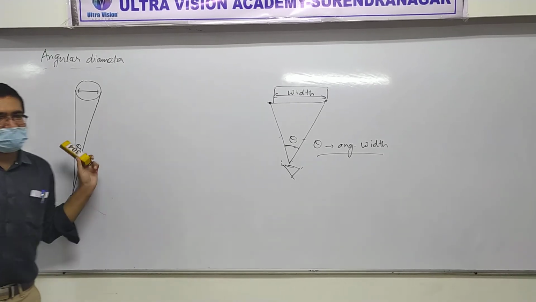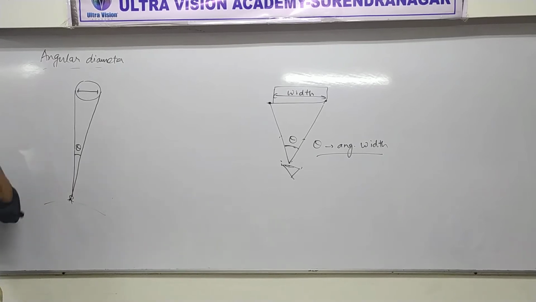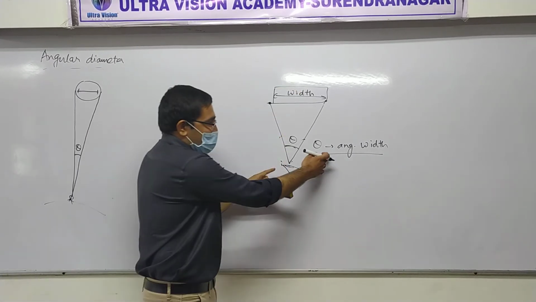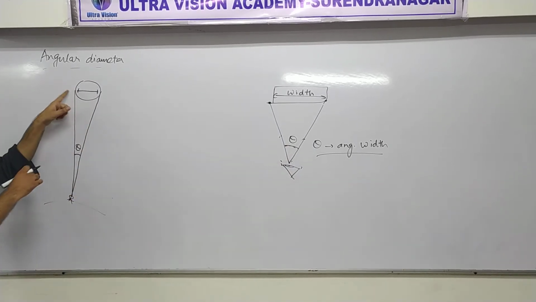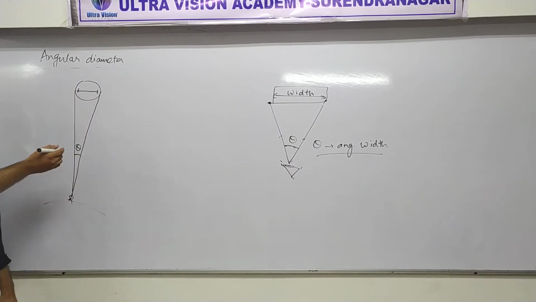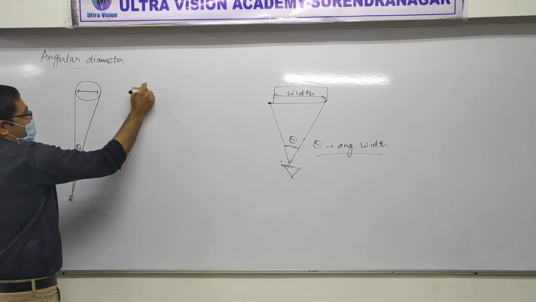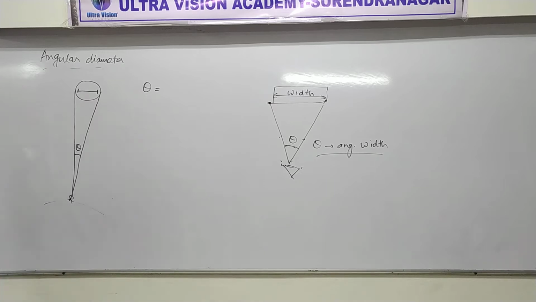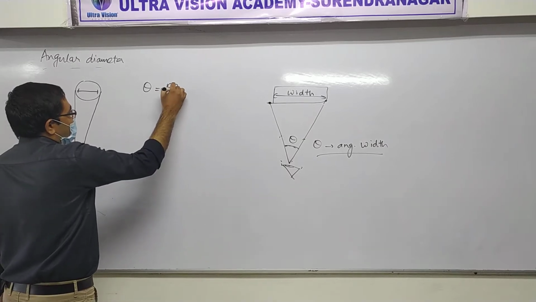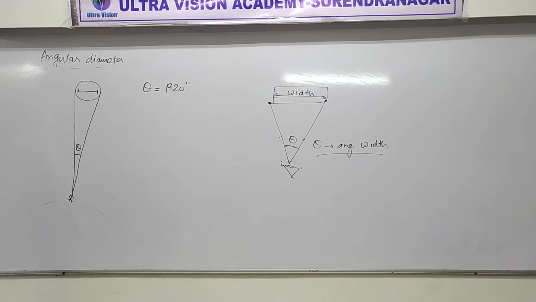Did you understand what I have told you? If it's the width of a duster, then this is angular width. And if it's the diameter of the sun, then this angle is called the angular diameter of what? Of the sun. Clear? So how much is theta given in the question? Read it. 1920 seconds. Clear or not clear? Got it? Okay, so this is theta.